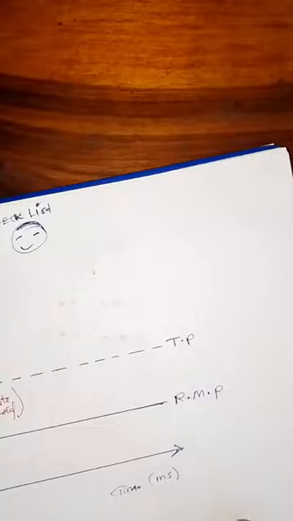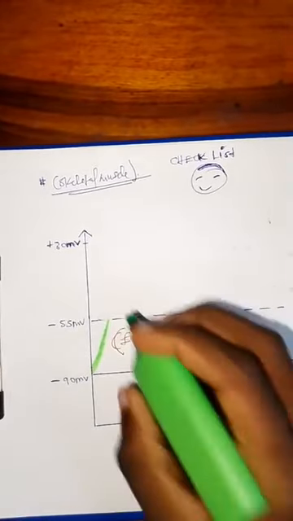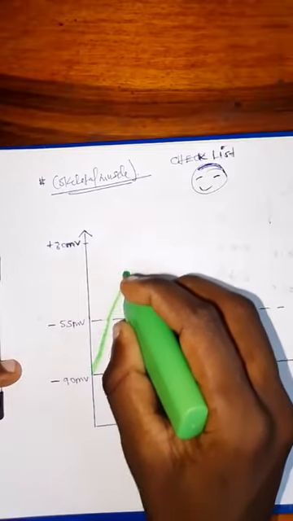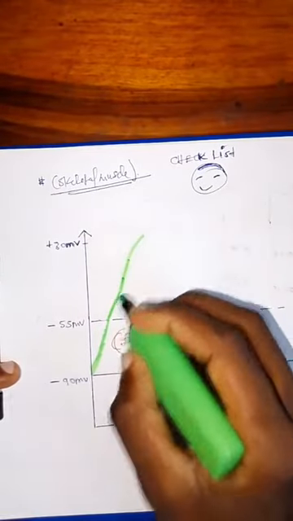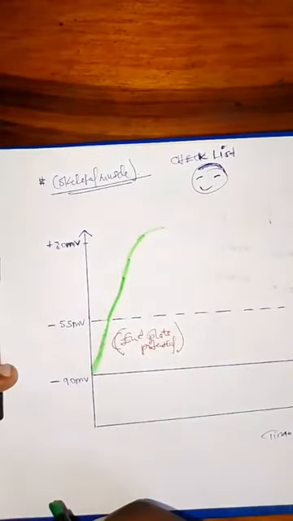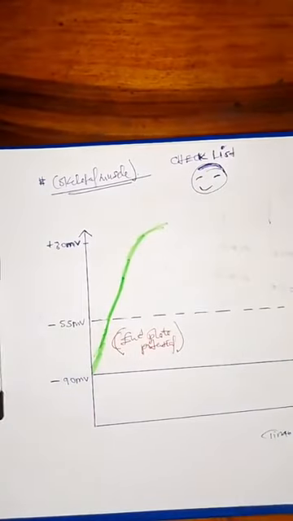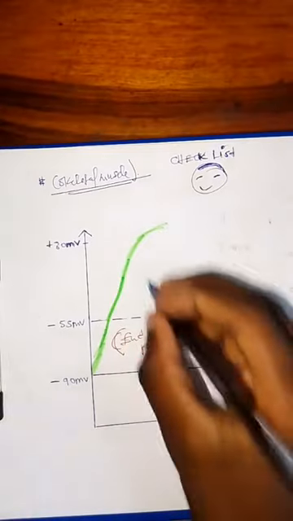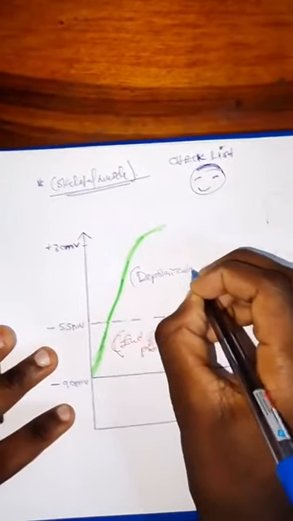When we reach the threshold potential, which is negative 55 millivolts, the graph will start moving since the cell is becoming more positive until we reach the peak. Have you seen how the graph is moving? So at this stage, it's depolarization. This stage is what? Depolarization.